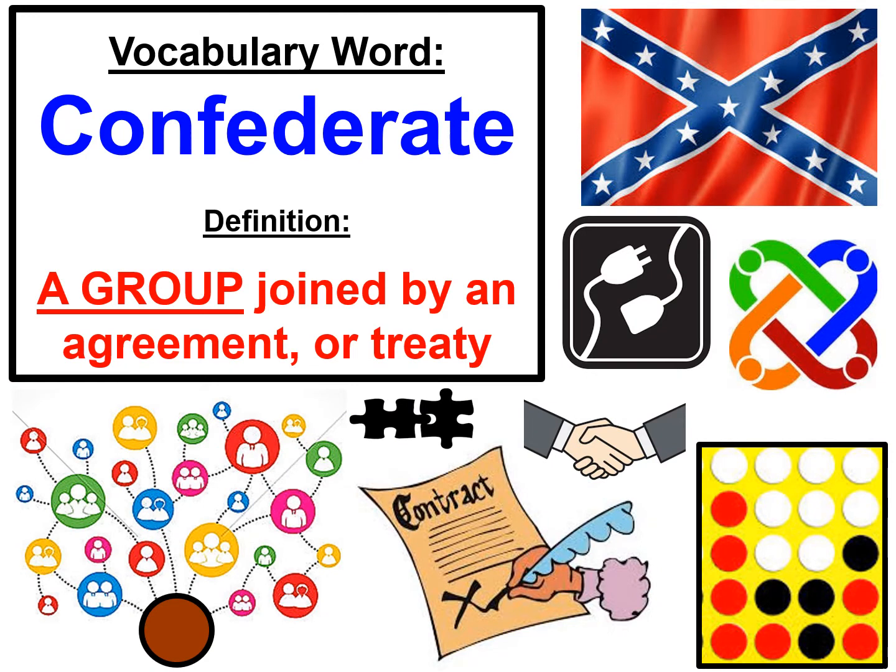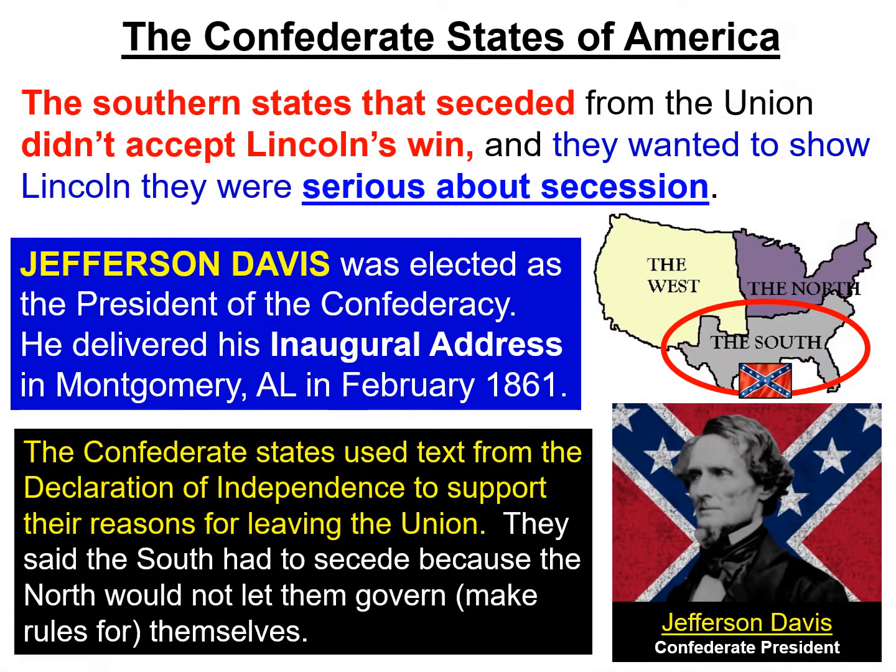Confederate. This is a vocabulary word that we have to know in order to understand the Civil War. The word Confederate means a group joined by an agreement or a treaty. Okay, so a group that is joined together. The people in the South have seceded. The states seceded, and they're making their own country, and they're calling it the Confederate States of America.